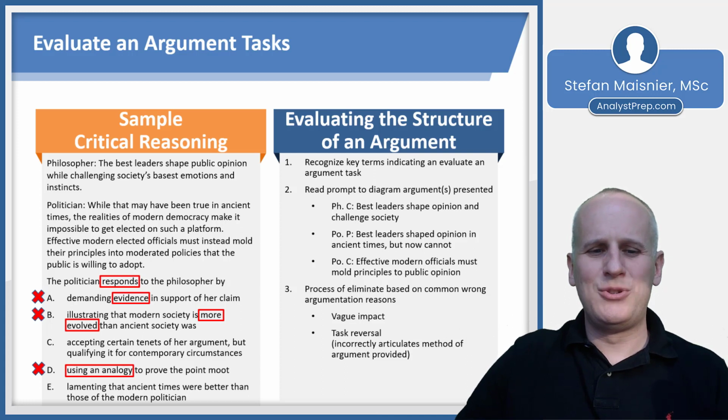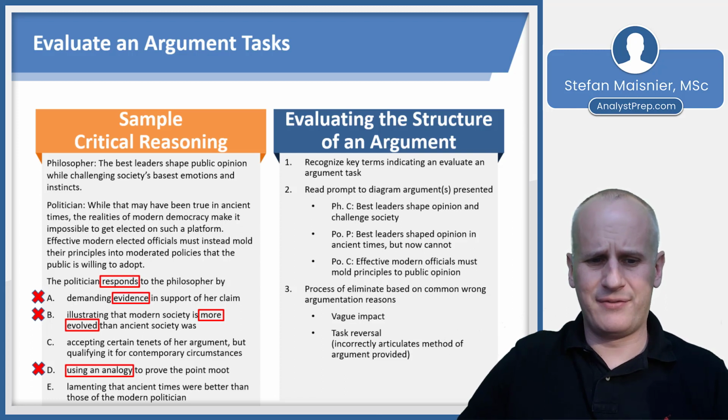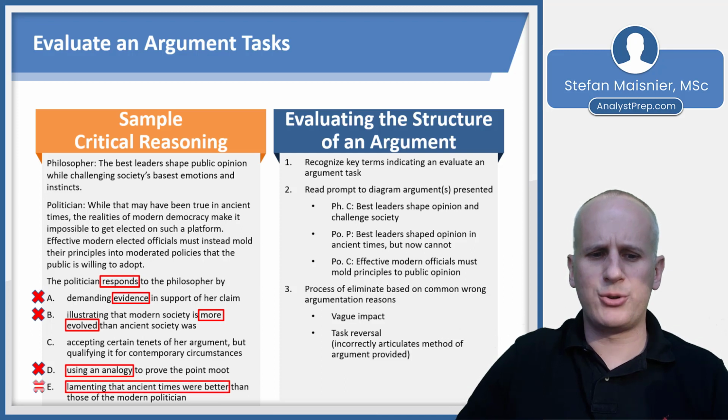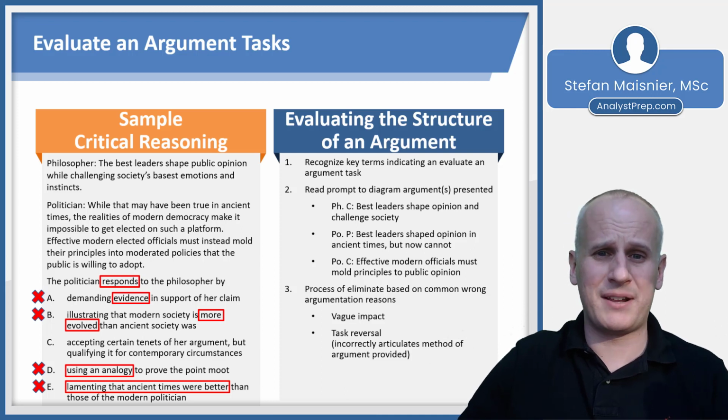Then choice D, using an analogy to prove the point moot. Well, no, there's no analogy here whatsoever. So we can get rid of choice D because that's simply, again, not what the politician does. And then choice E, lamenting that ancient times were better than those of the modern politician. Again, that sounds like something that a politician might do in modern times, but it is certainly not what this politician is doing in the argument.